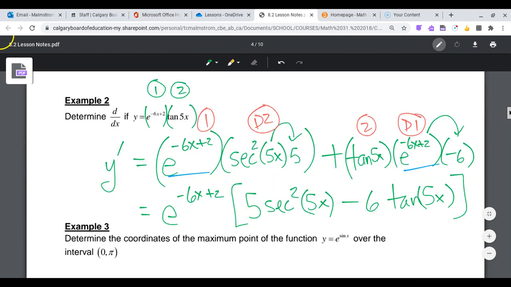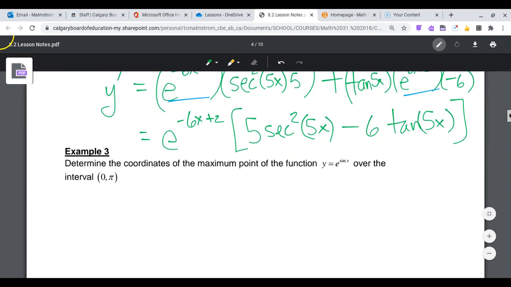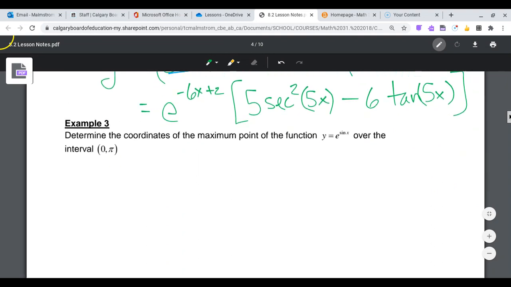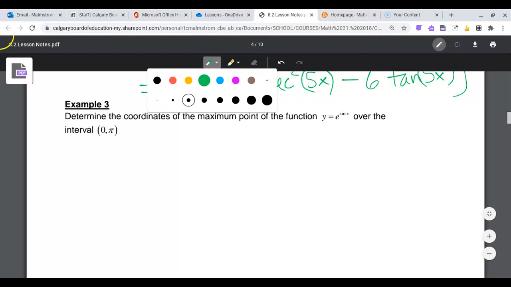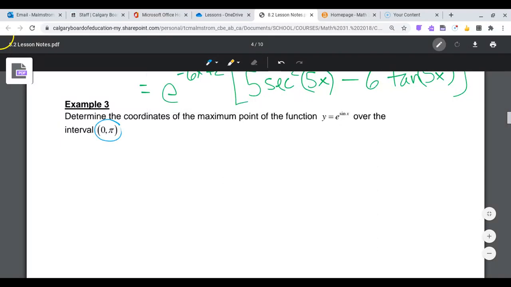All right. Determine the coordinates of the maximum point. Okay, so here we get in some curve sketching. The first thing I need to do is notice that they've given me a restricted domain. I'm looking at y equals e to the power of sine x. So we're putting some trig in with our exponential function here. And I will take the derivative of that.